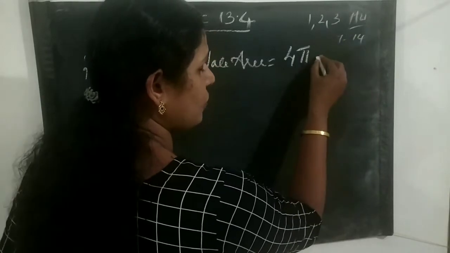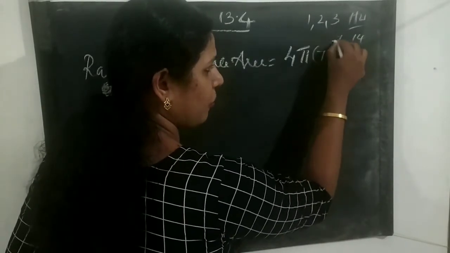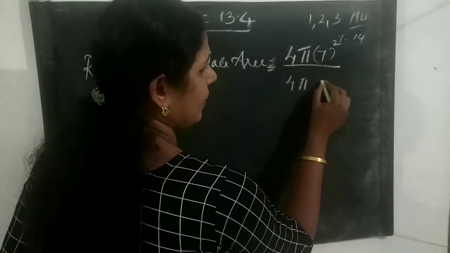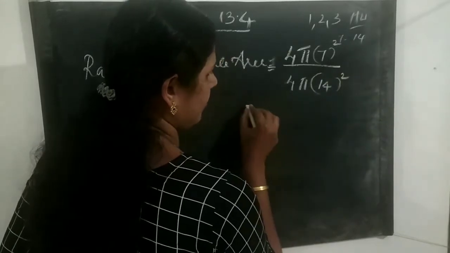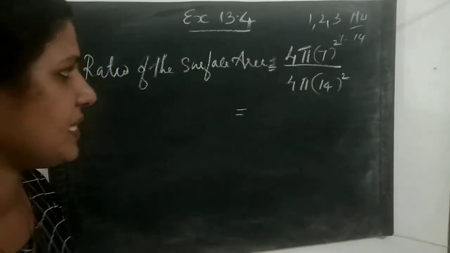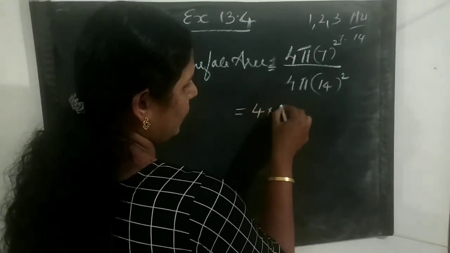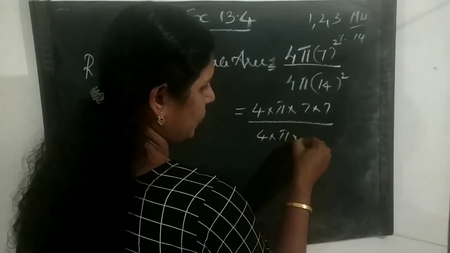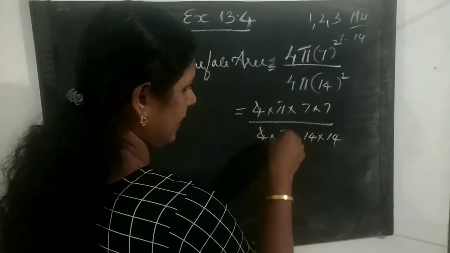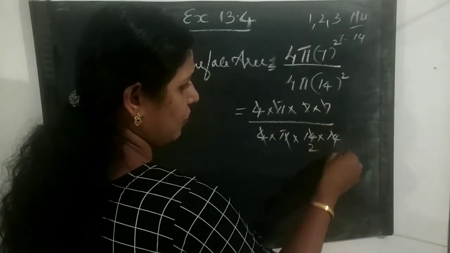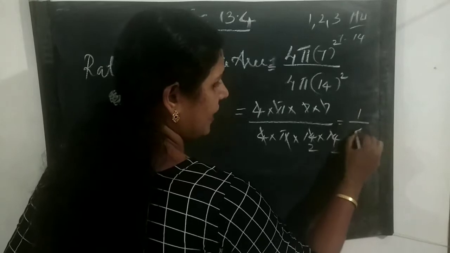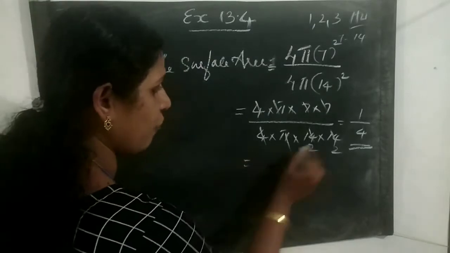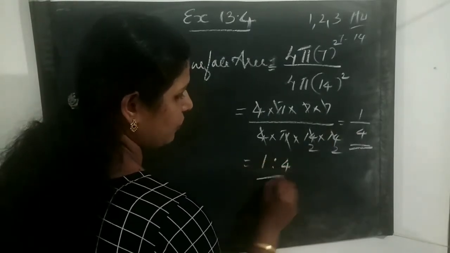So 7 to 14 is increasing. Apply this: 4 pi r square divided by 4 pi r square. So you divide: 4 into 5 into 7 into 7 divided by 4 into 5 into 14 into 14. But 7 twos are 14, 7 twos are 14. So you get the answer as 1 divided by 2 into 2, that is 4. So the ratio of the surface area is 1 by 4, which means 1 is to 4.